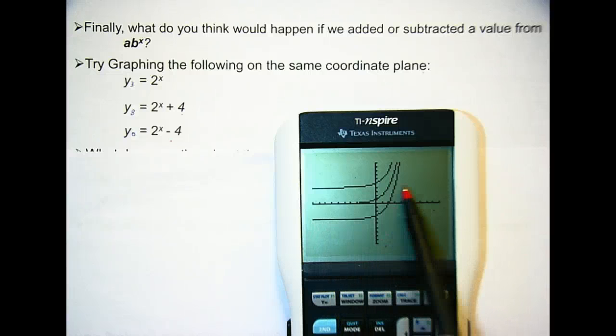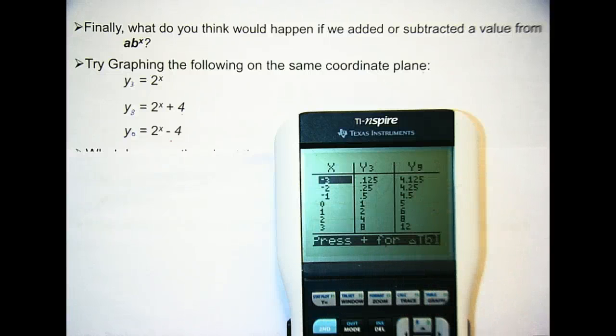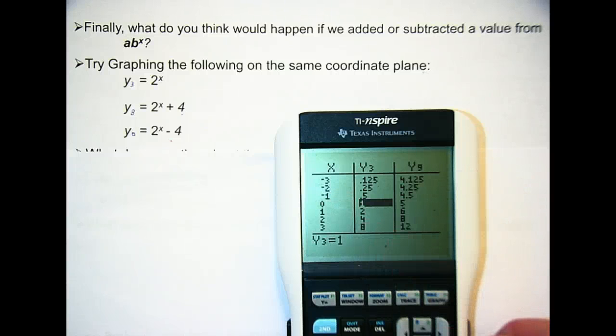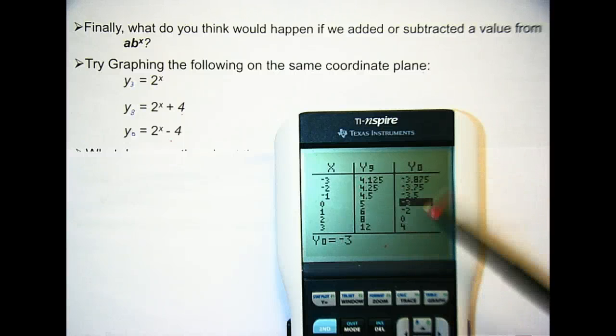If you checked it, you would see that your y-intercept on the first one is 1. On the second one, it's 4 units higher, or 5. And on the third one, it should be 4 units lower, or negative 3. That's your k shift.